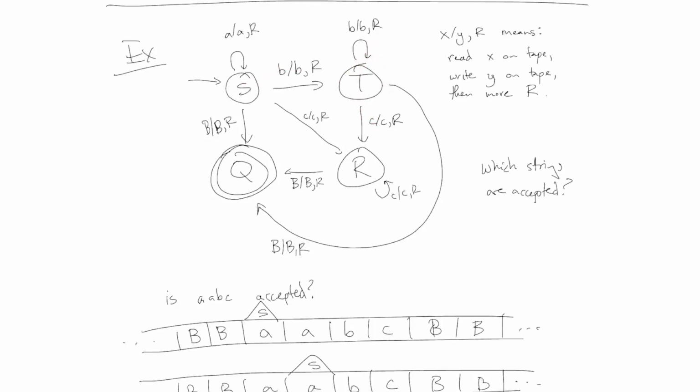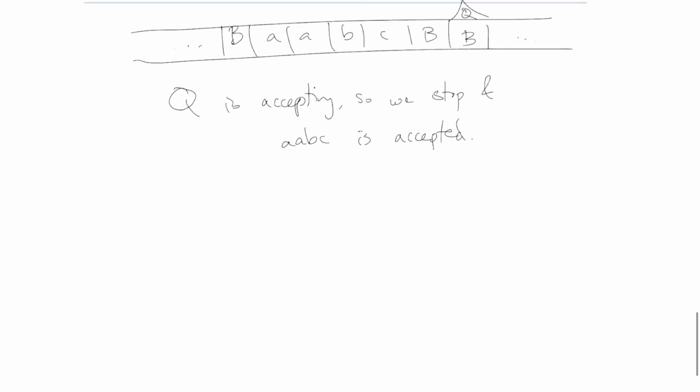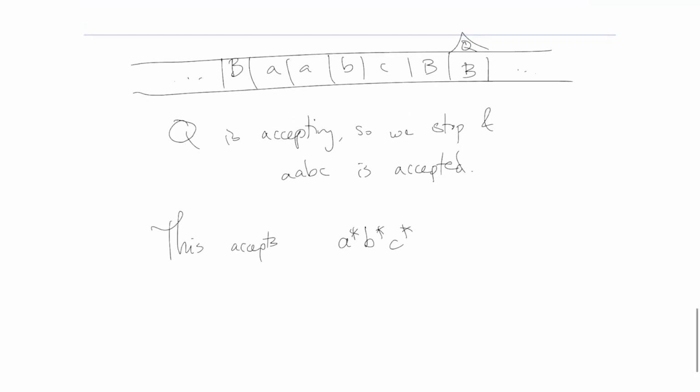Yeah, I think I agree with this. She says this one accepts A star, B star, C star. It has to be some number of A's first, and then you look at some B's, and then you look at some C's in that particular order, and then it can be accepted. You are not allowed to have something like B followed by A, because then the machine would get stuck in the middle. This accepts A star, B star, C star.